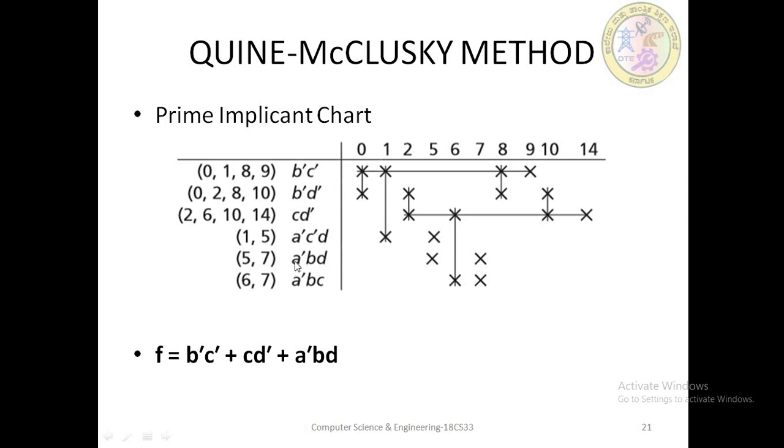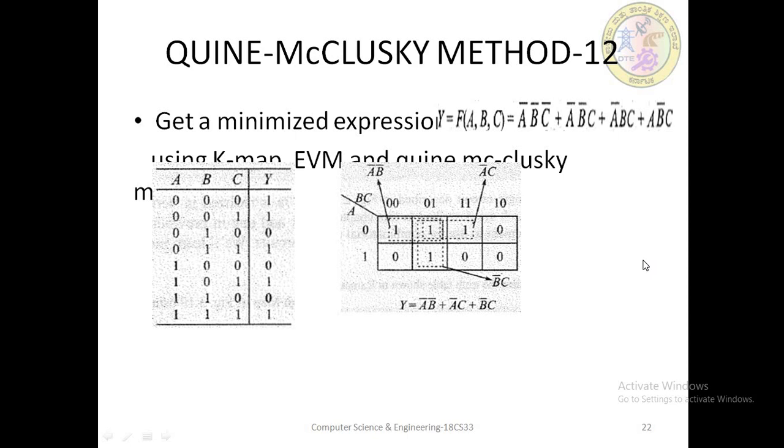For these two combinations, what should it be? This one we are covering here, and this one we are covering here. Why can't we take A dash, C dash and D? Because it will cover only a single essential prime implicant, and to cover this one we need to have one more. Instead of that we can have a single one itself. That's the reason we are covering it like that.